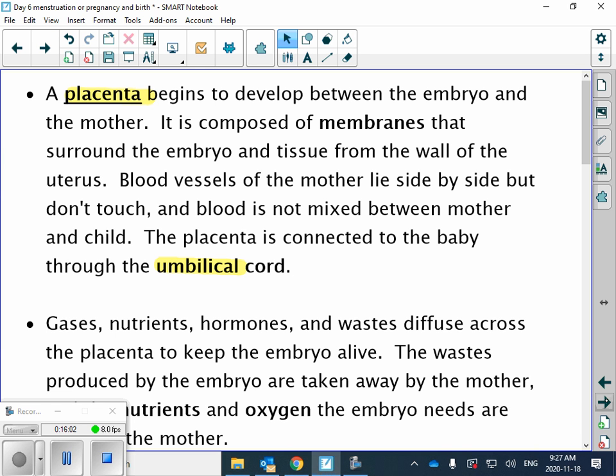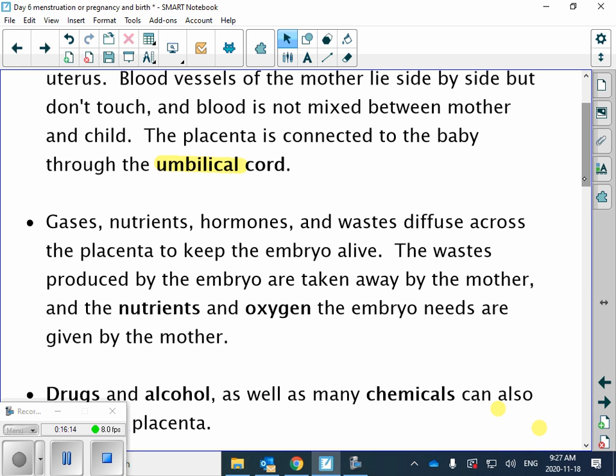The placenta is connected to the baby through the umbilical cord. Okay, so the umbilical cord is where our belly button is, right? That's where the umbilical cord used to go in. So gases like oxygen, we need oxygen to come in. We need to get carbon dioxide away. Nutrients like sugars. When you're building from scratch, you're going to need amino acids to make proteins. You're going to need minerals like calcium to make the bones of the baby. Any hormones and waste will diffuse between those blood vessels lying side by side across the placenta, and that's how the embryo stays alive. And once the placenta is there, it's actually called a fetus.